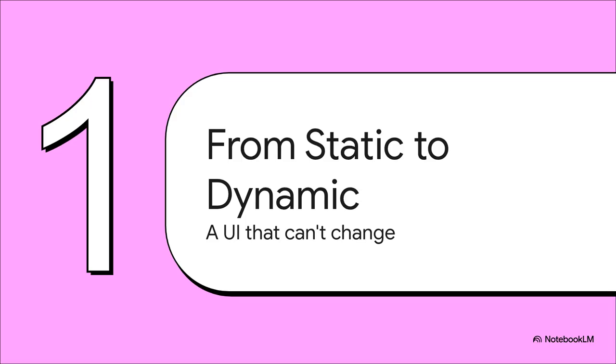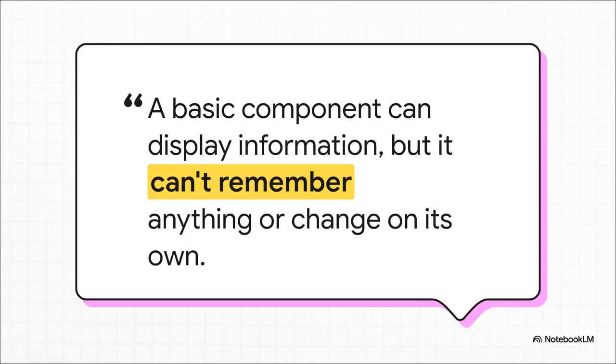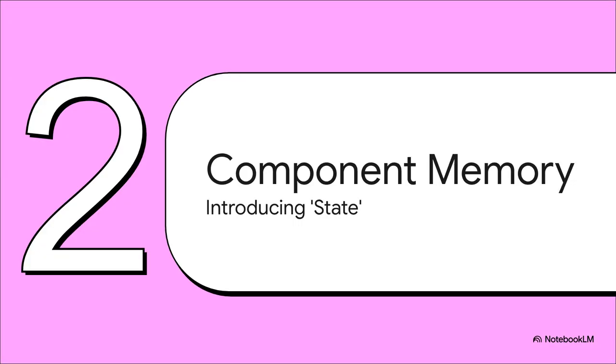All right, so let's start with a problem that every single one of us faces when we're starting out. You've got a component, it can show some information, but it can't react to anything the user does. It's just stuck. And that's the core issue, isn't it? A component without a memory is basically just a photograph. It's fixed, it can't be updated, and for a real application, that's just not going to cut it. So how do we fix this? How do we make our components dynamic?